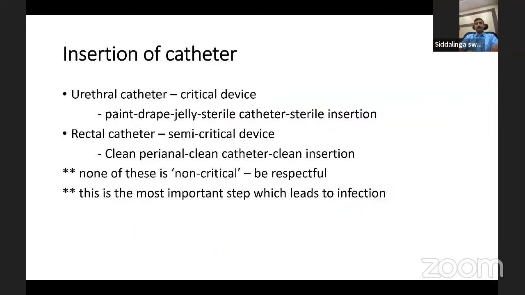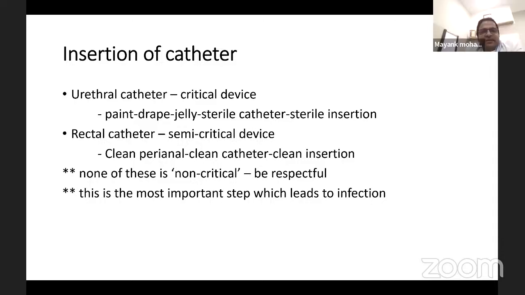Now coming to insertion of catheter. We are just talking about paraphernalia now. A urethral catheter is a critical device, going into a sterile cavity, so it has to be sterile. We should not forget the paint, drape, jelly, and sterile catheter insertion process. I have seen people doing all the hanky panky stuff while putting the urethral catheter, and the patient getting into sepsis after that. So don't forget it.